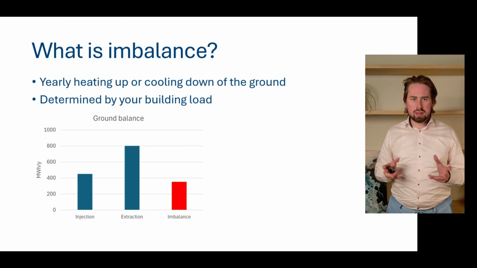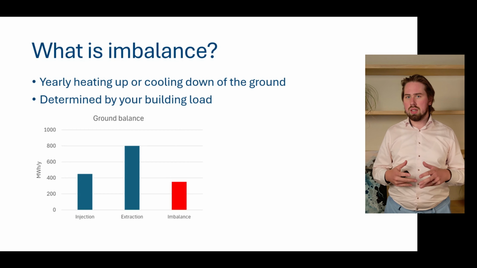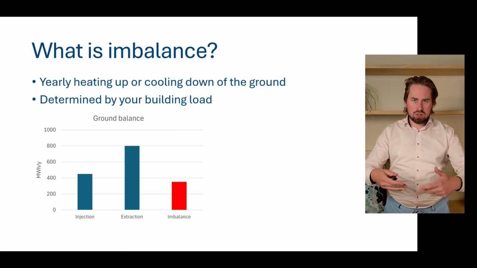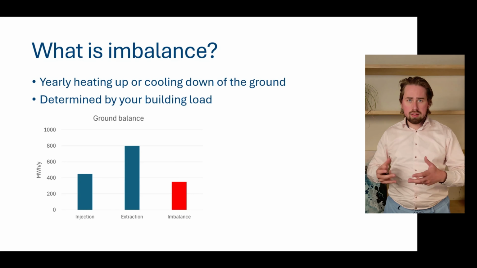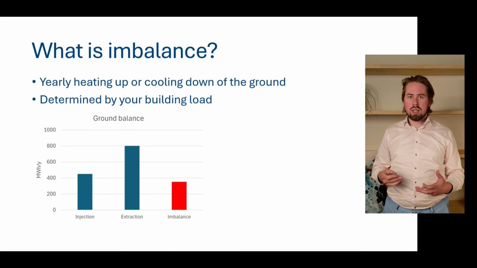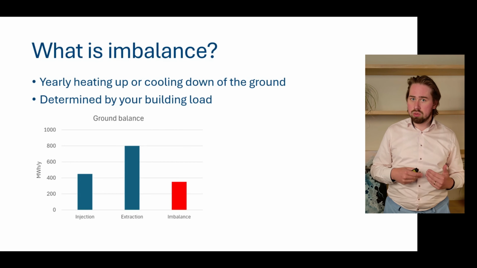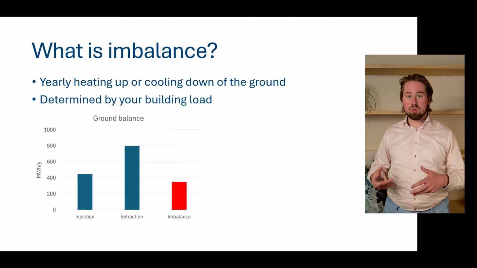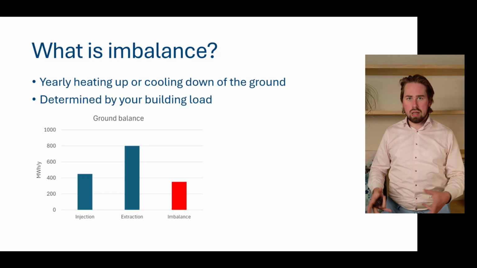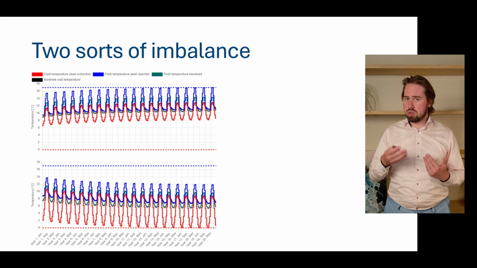Now, this imbalance, to recap, what is it? It's the yearly heating up or cooling down of the ground. And this is basically a consequence of your building load. If your building has way more heating and domestic hot water demand, chances are real that you are extracting more heat from the ground than you're injecting into it, meaning that you have a certain imbalance. If you extract more heat from the ground than you inject, the ground will cool down, and cool down, and so forth. And we have two types of imbalances basically, and these are shown here.